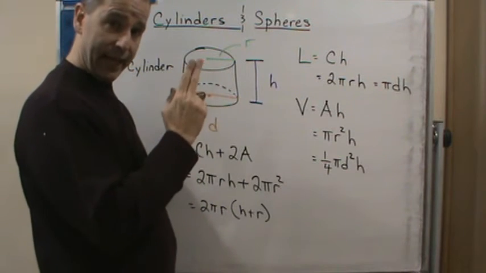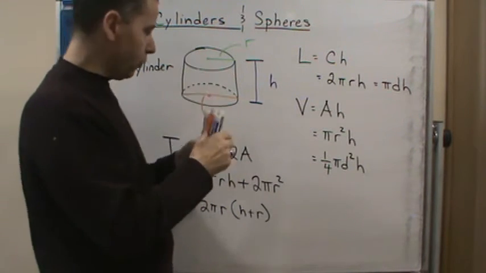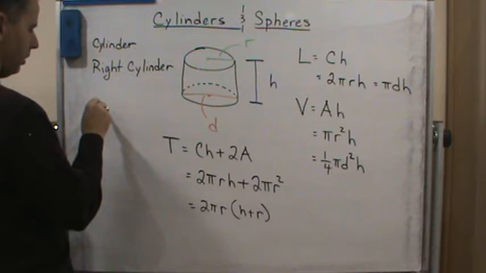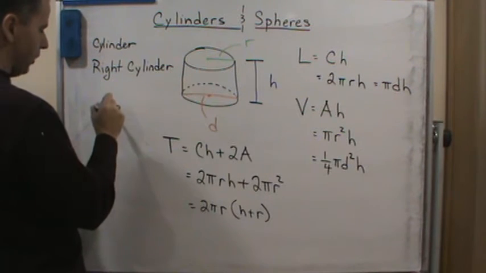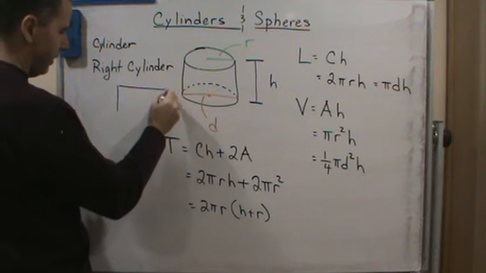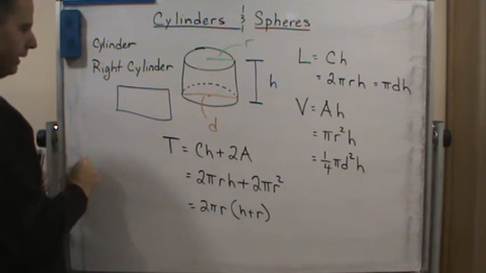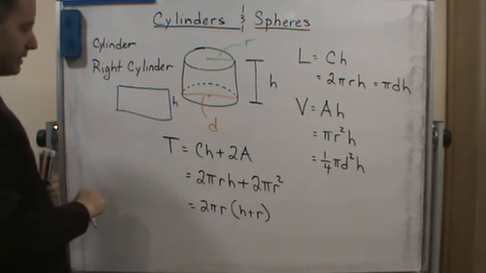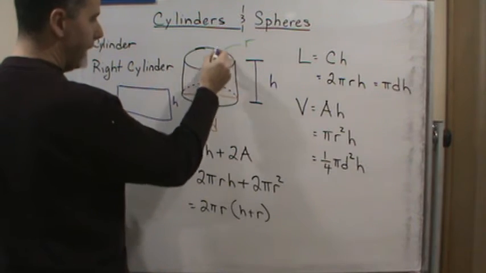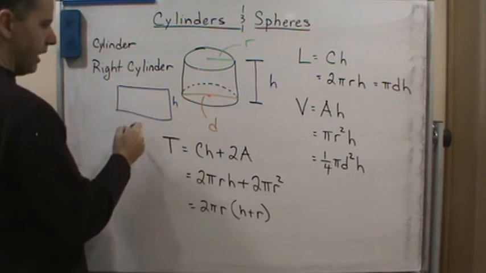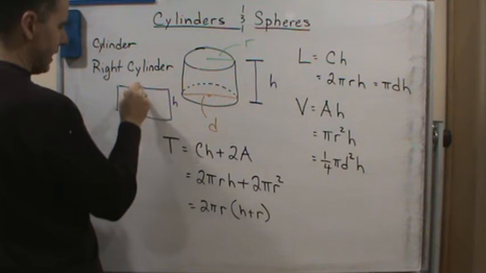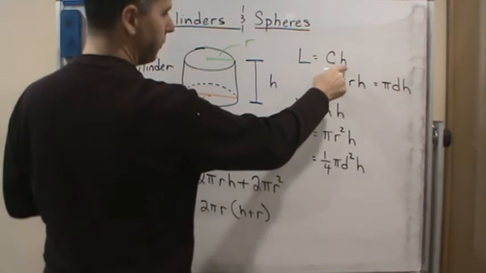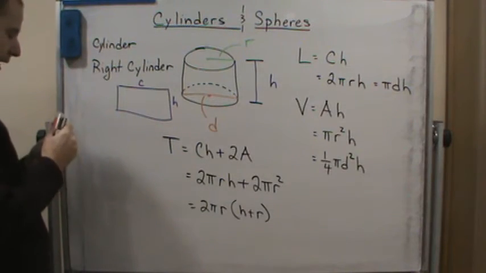Well, if you cut the can up, you unroll it, right? If you cut it down the side and unroll the can after you cut off the top and the bottom, you end up with a rectangle, right? Where this is the height of the can, so that's that side, and then as you unroll it, this side is the circumference, okay? And so that's how we get circumference times the height as the lateral surface area.